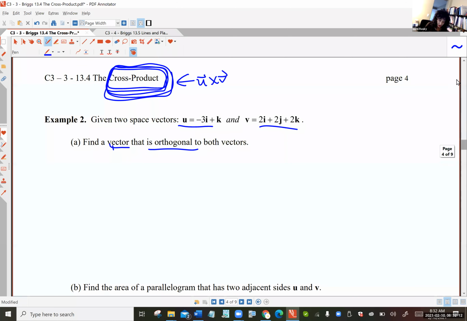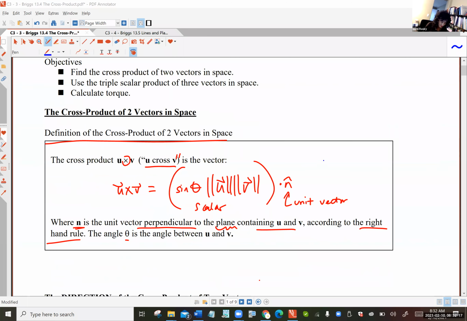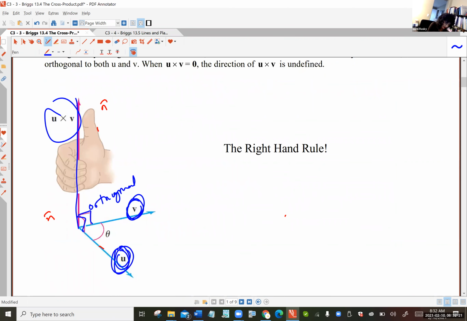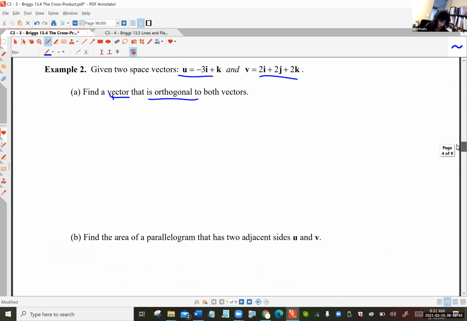Now, in case you forgot, let's go back to the first page of this lecture. May I remind you of this picture here, that here's u, here's v, and then this vector here, using the right-hand rule, that's how you figure out which way it's oriented, is a vector that's making a 90-degree angle, AKA orthogonal, to the two original vectors. Everybody see that? And that's why we have to do the cross product for this example 2 part A.